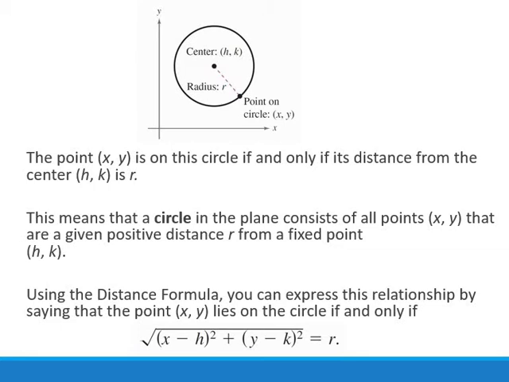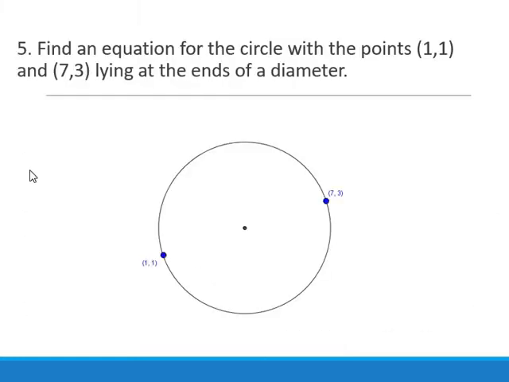Okay? And if we think of taking the center (h, k) and an arbitrary point (x, y) on the circle, then by the distance formula, the square root of (x minus h) squared plus (y minus k) squared would equal r. Or (x minus h) squared plus (y minus k) squared equals r squared is the standard formula you see for a circle. So the equation of a circle, if you know the center and you know the radius, is (x minus h) squared plus (y minus k) squared equals r squared, if we square both sides of the distance formula here.